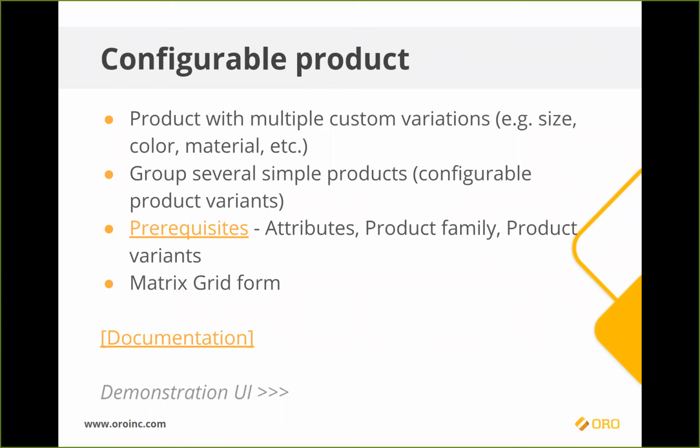There are several prerequisites for the configurable product in order for it to work properly. You have to have attributes with a type boolean or select, and these attributes will be used by the application to distinguish the variants and find the appropriate one using the combination of these attributes. Pay attention that this combination has to be unique.